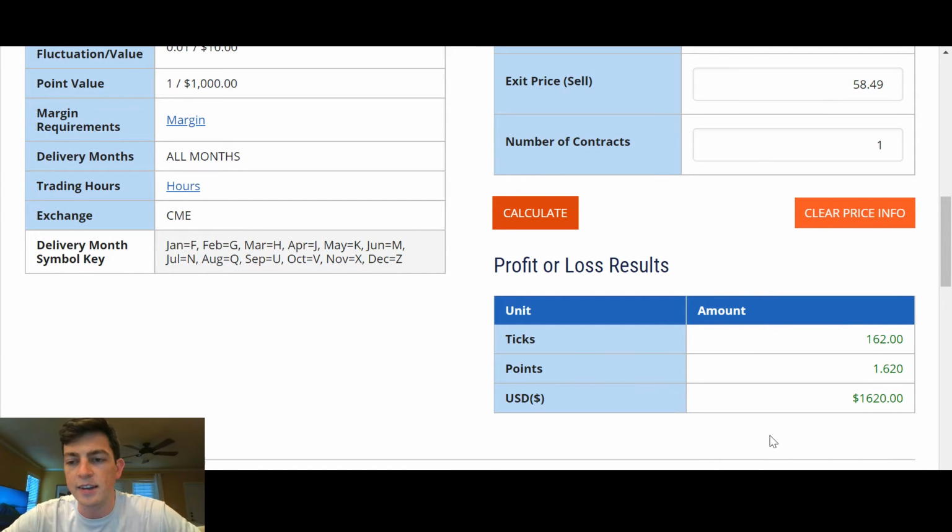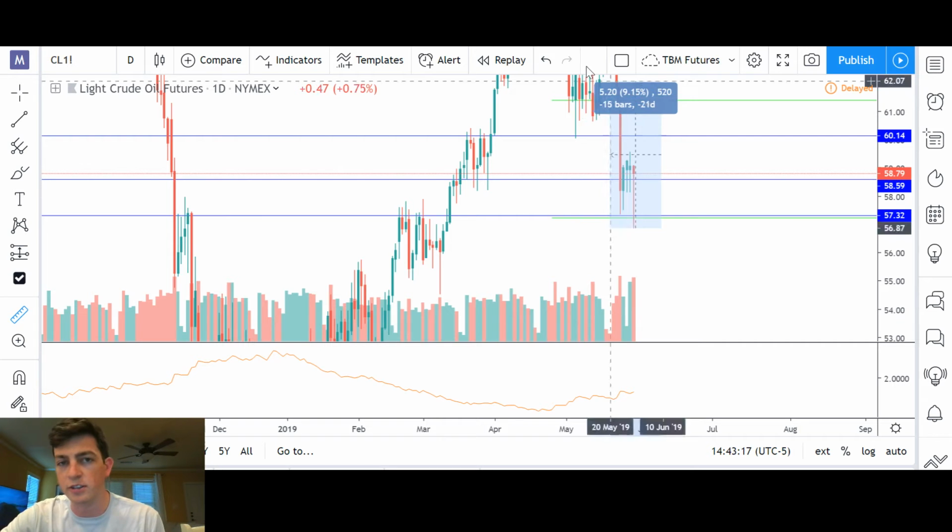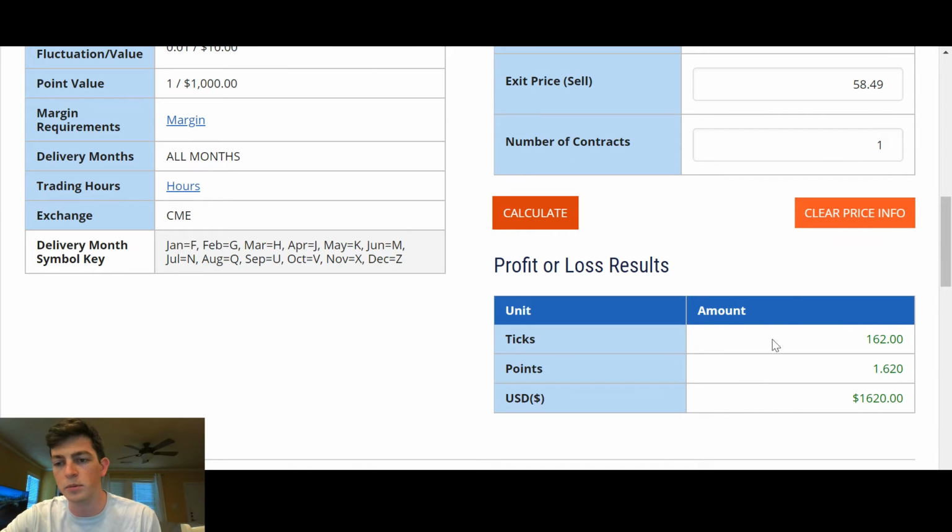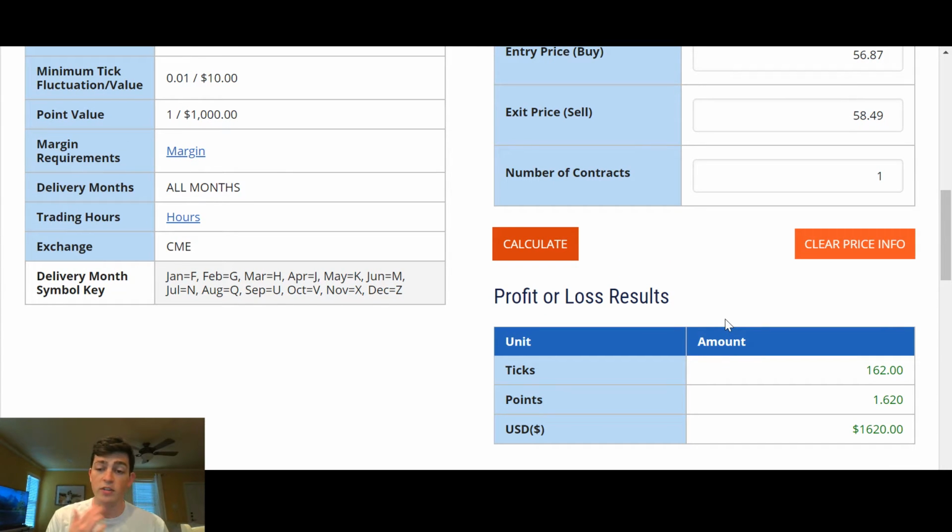So each tick on the CL is worth $10, right? So if this thing is moving an average of $1.62, you can do $1.62 times 10, 162 times 10 basically, right? Gives you $1,620. That's for crude. So for crude, we're at $1,600 for the ATR right now.